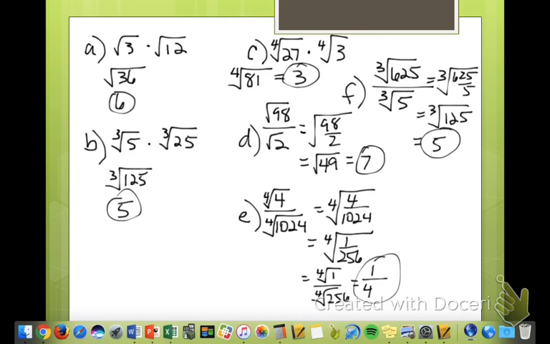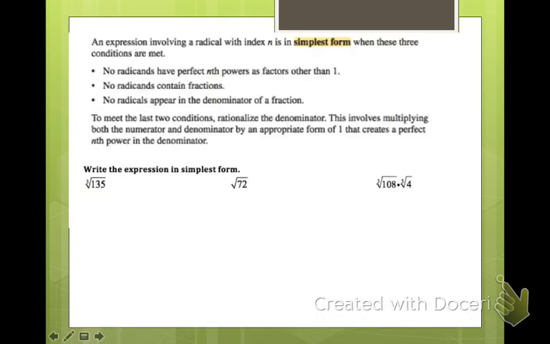Simplify means that you just put them in the simplest form without grabbing a calculator and estimating. All right, continue on your note sheet. An expression involving a radical with an index, that's the root, is in simplest form when these conditions are met. No radicands have perfect powers as factors other than ones. No radicands contain fractions, and no radicals appear in the denominator of a fraction.